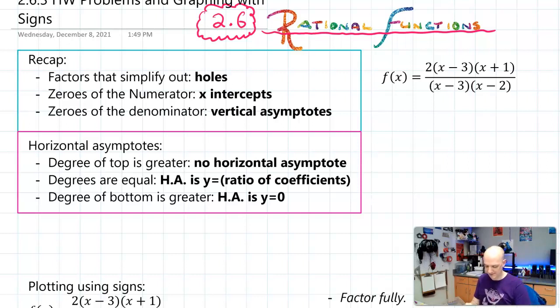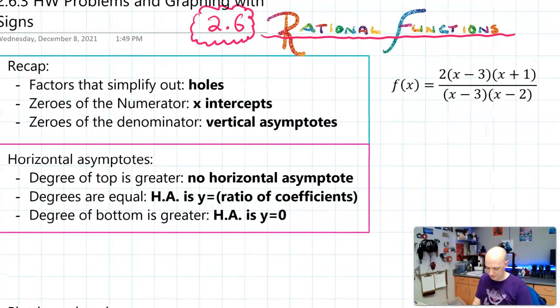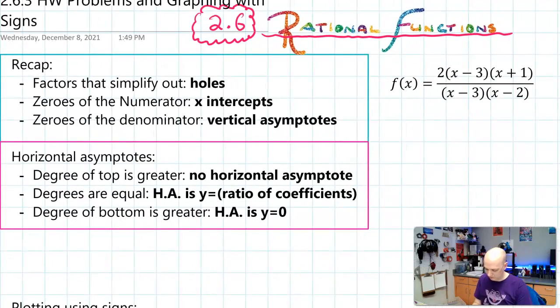But first, a recap on section 2.6, just in case you need it. We're looking at rational functions, which are functions that look like this. They might not be factored, but your first job would be to factor them. Then once they're factored, you look for any factors that simplify out, and those factors will create holes. So when I see an x minus 3, that's saying there's going to be a hole at x equals 3.